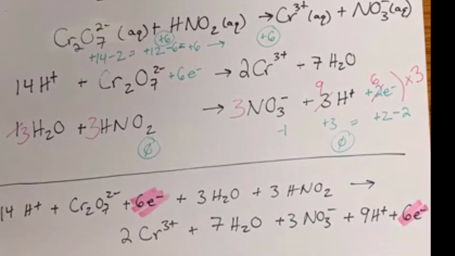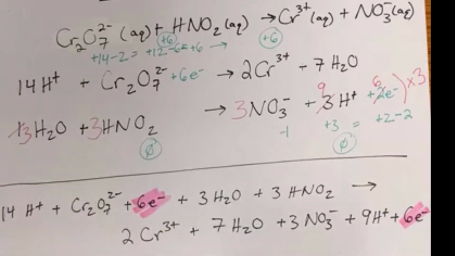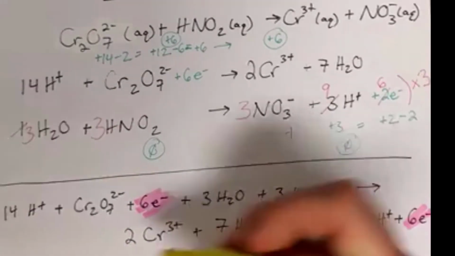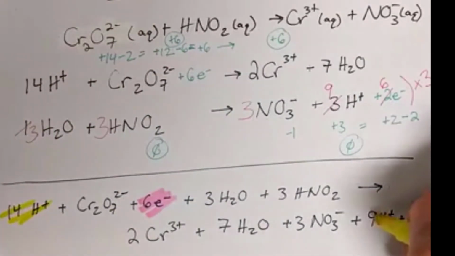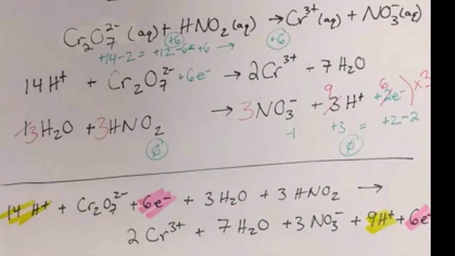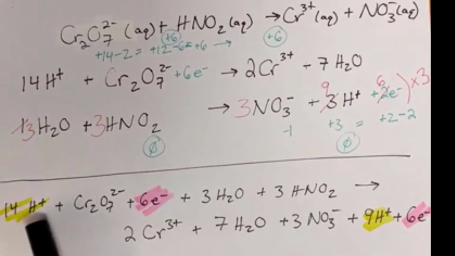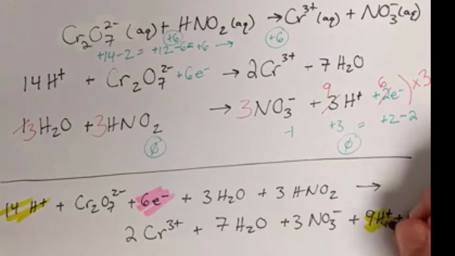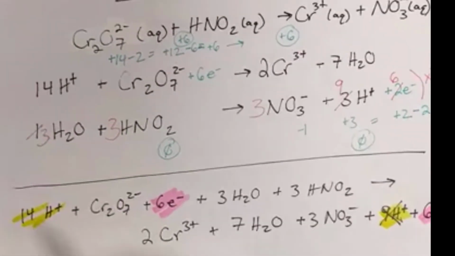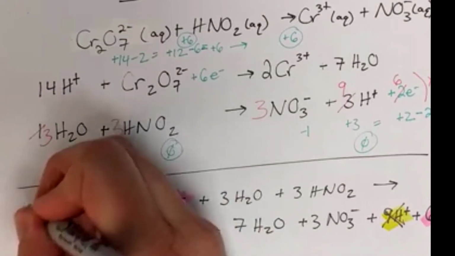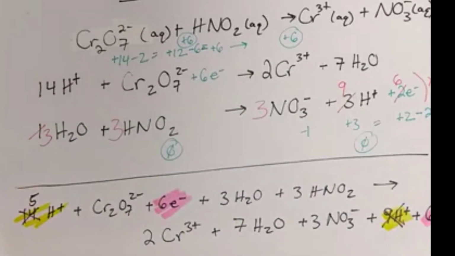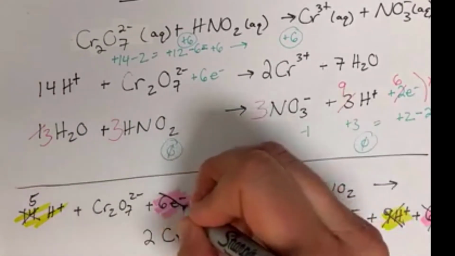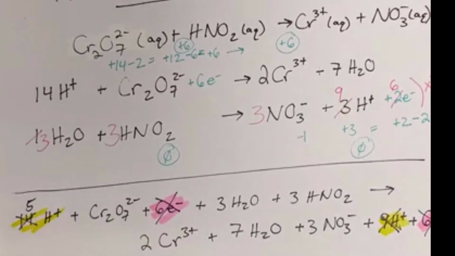What about my hydrogens? I have 14 hydrogens on this side, and I have 9 hydrogens on this side. So if I do that reaction, which one's going to have more? The left side has more. So there's 14 over here and 9 over here. That means these 9 are going to go away. 14 minus 9, I'm going to be left with 5 hydrogen. Okay, so now my electrons have gone away and my hydrogens have gone away.